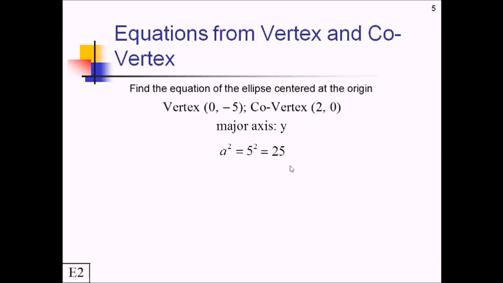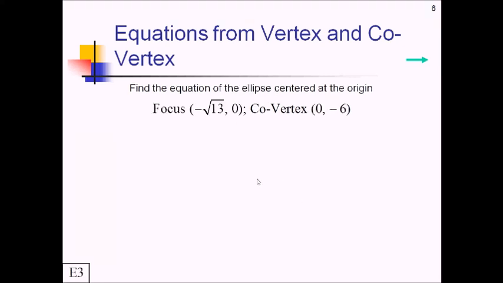Now to get the b value, in this case, the b value just tells you how far it is from the center to the co-vertex. And since you know the origin is the center, that's a distance of 2, so you just have to square 2 to get b squared. So if they give you the co-vertex, you can get that pretty quickly. So that's 4. Now major axis y, again we have y squared with the a squared under it. So we're going to have x squared over 4 plus y squared over 25.